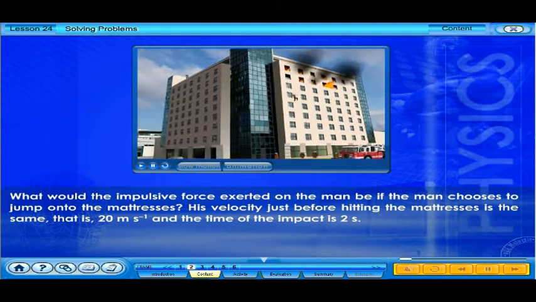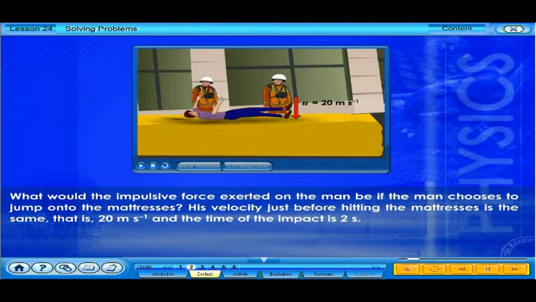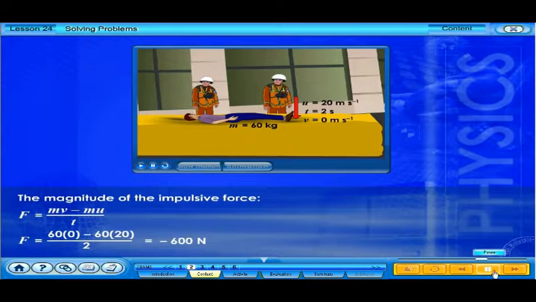What would the impulsive force exerted on the man be if the man chooses to jump onto the mattresses? His velocity just before hitting the mattresses is the same, that is, 20 meters per second, and the time of the impact is 2 seconds. From the calculation, the impulsive force exerted if the man chooses to jump onto the mattresses is 600 newtons.